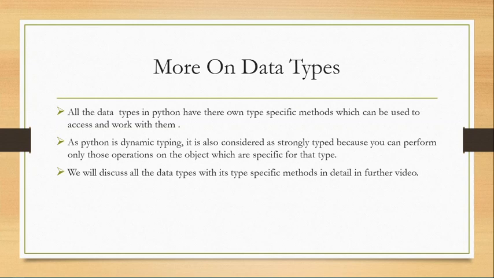All the data types in Python have their own type-specific methods which can be used to access and work with them. Python is dynamically typed, and it is also considered strongly typed because you can perform only those operations on objects which are specific to that type. For example, for numbers, if I use a plus sign, it will add the numbers. But in a string, if I use a plus sign, it will append the string. This is nothing but type-specific operations. We will discuss all the data types with their type-specific methods and modules in detail in our further videos.